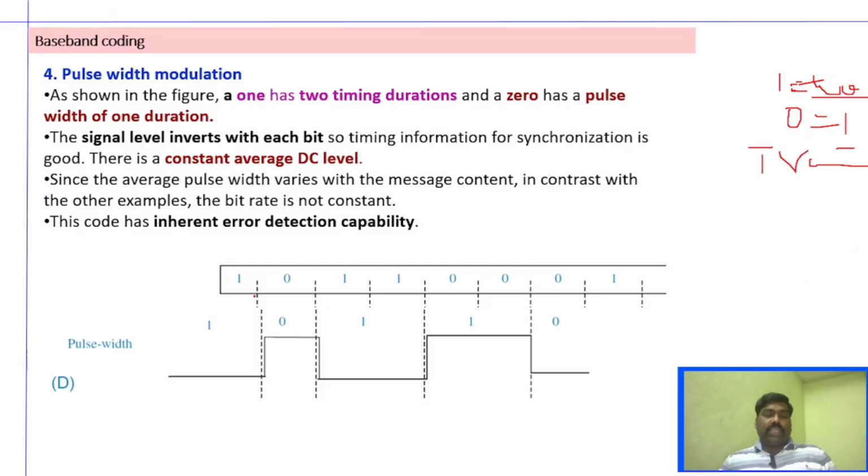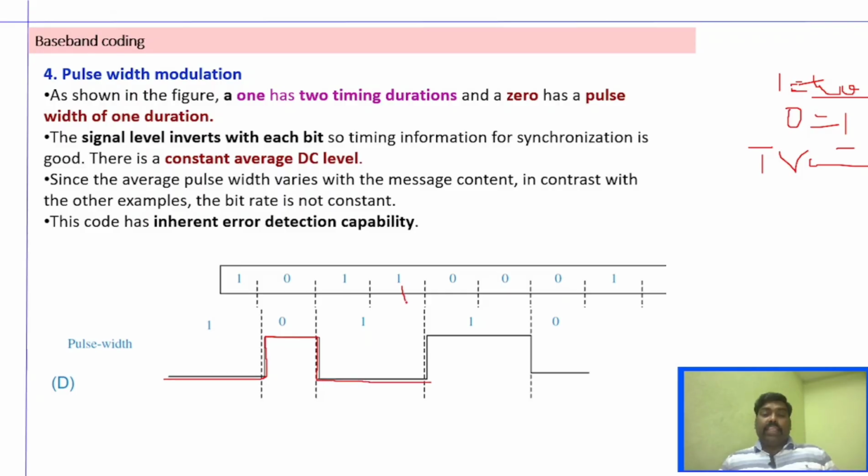Now I'm going to start with one. For one, we have two durations here. Then zero, as I said, has only one duration. But apart from it, for every bit there will be a transition. You can see here, from down there is the first transition, and for zero there is only one duration. Again it's one, so there will be a transition, and you'll have two time periods for one.